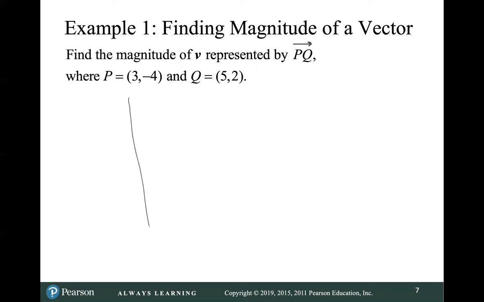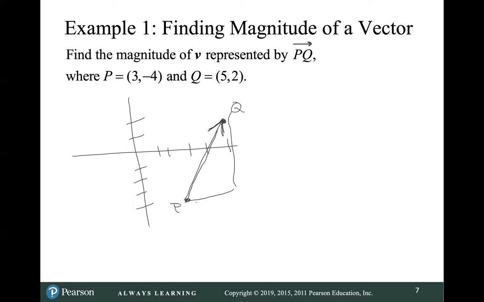So the first thing I'm going to do is graph the points (3, -4) and (5, 2). I know that this graph is not pretty, but it's going to tell me I'm expecting a positive vector, right? I went to the right and I went up. Now, how far did I go to the right and up? Well, I went from P to Q.